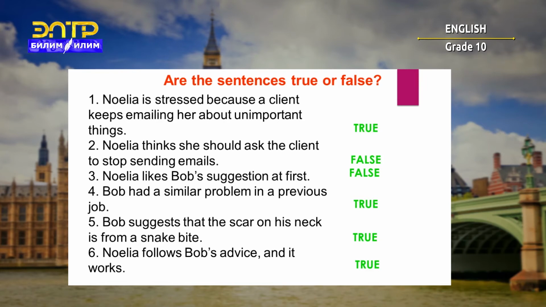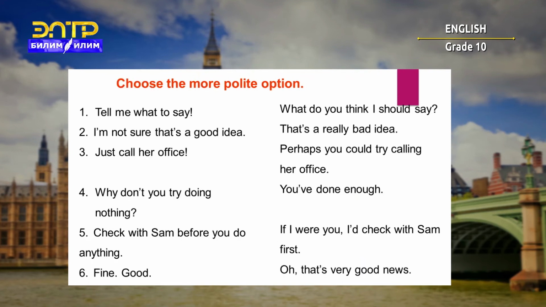Bob had a similar problem in a previous job. Yeah, he had. That's true. Bob suggests that the scar on his neck is from a snake bite. That's true. Noelia follows Bob's advice and it works. That's true. Well, here your task is to choose the more polite option. Try to make it independently first, then we'll check as usual.